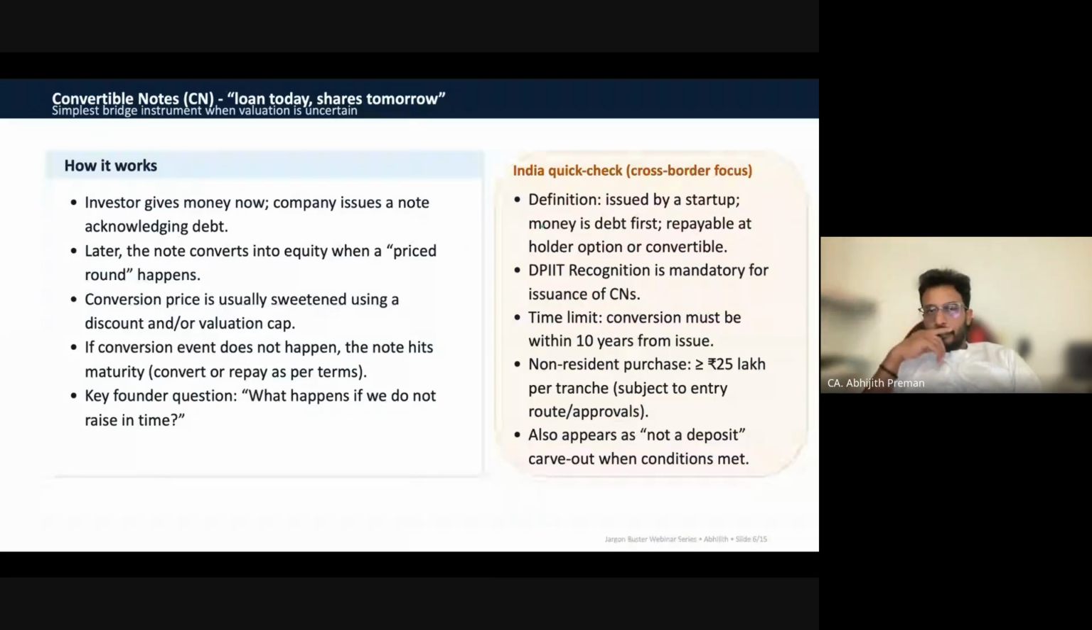Now, telling about the legal point of view. This India quick check area is going to be the legal purview of this. So, the definition: it is issued by a startup. The money is debt first, repayable at the holder's option or convertible. Only DPIIT recognized startups can issue a convertible note. A private limited company which is not recognized by DPIIT, which is not a registered startup, cannot issue a convertible note. It is applicable only for startups registered in India. Okay, it cannot be issued by an LLP or a partnership. It should be a private limited company with DPIIT startup recognition.